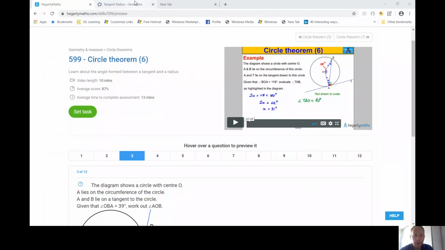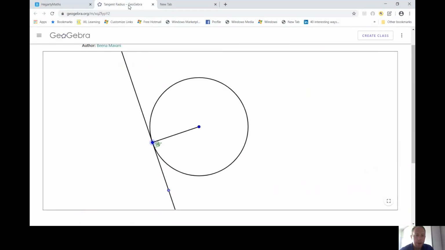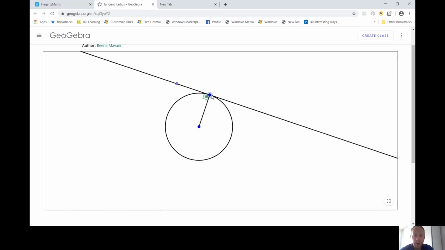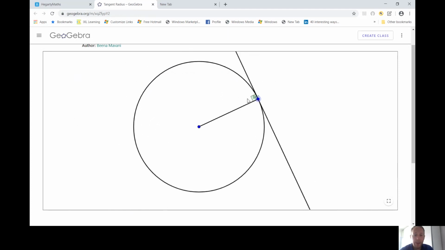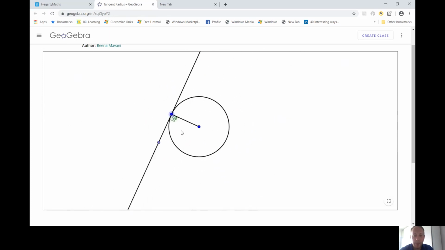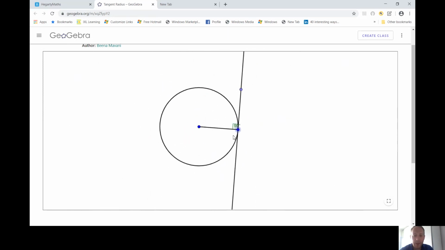The first bit to look at is, let's have a go at having a tangent and a radius. Remember, a tangent is a line which just touches a circle at one point, and the radius is a line that goes from the center to the circumference. If I move this blue dot round, so that's where the tangent and radius meet, you'll notice what happens no matter what size the circle is or where the line is. You can have a bit of fun with it, spin it round. It's always going to be 90 degrees wherever it is.